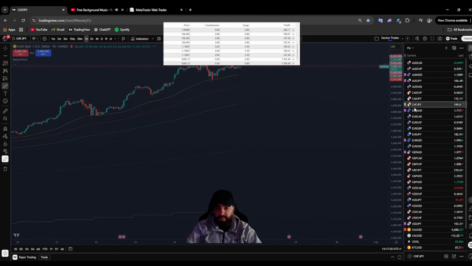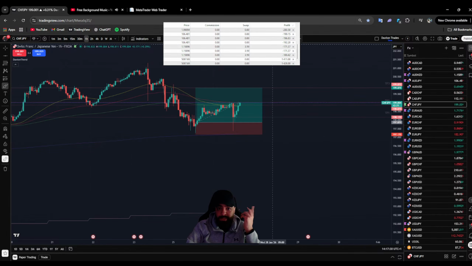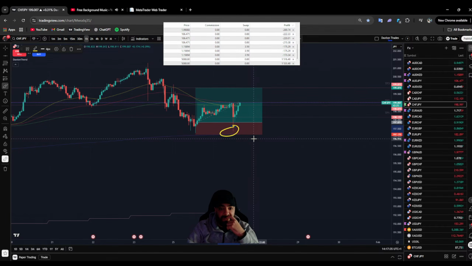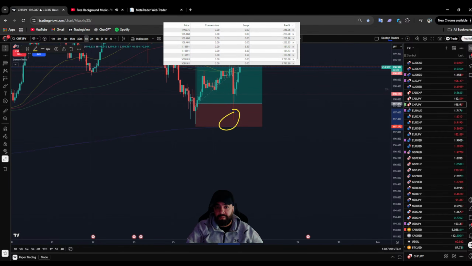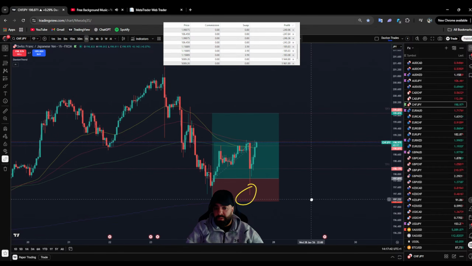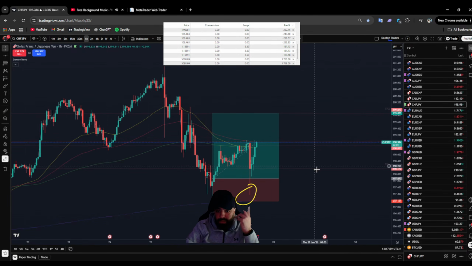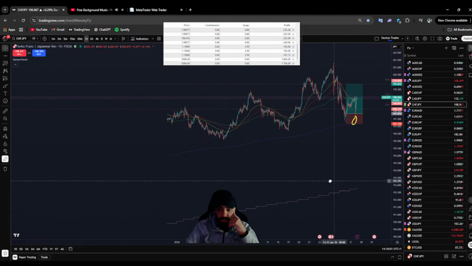So look at this. I was stopped at break even after the TP2. Did we touch TP2 on CHFJPY? Let me check. CHFJPY, yes. So look at this. But yeah, this trade is gone, no problem.